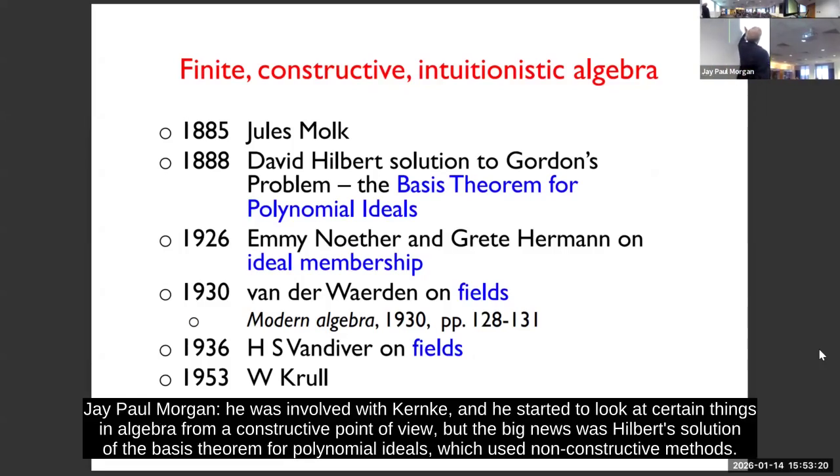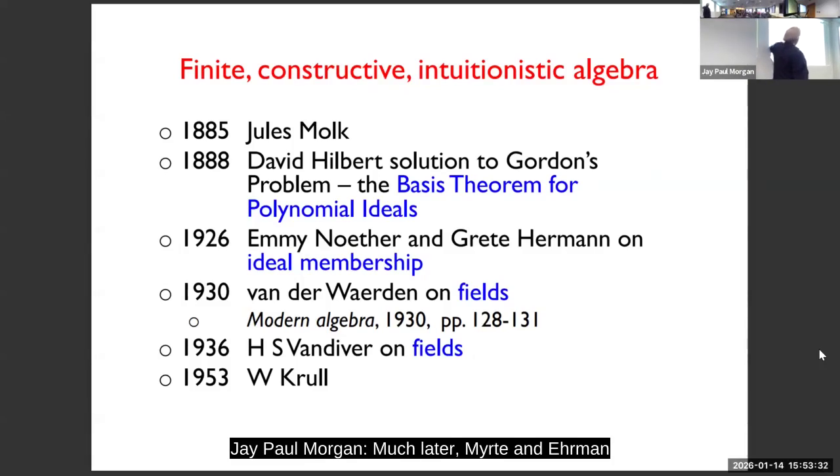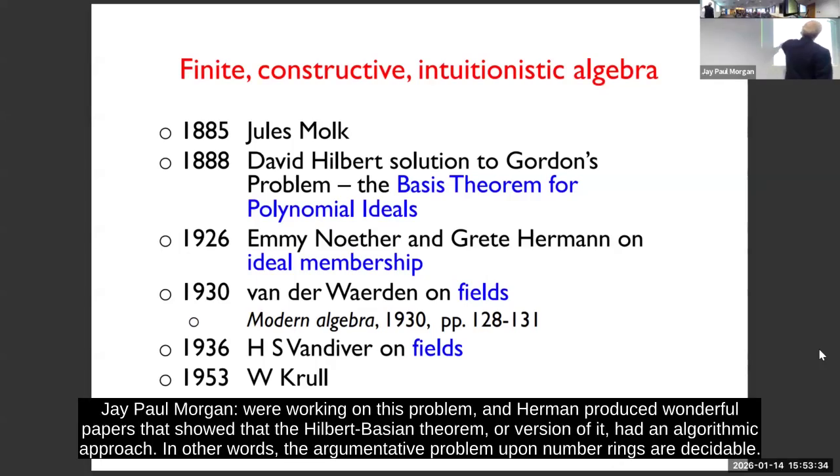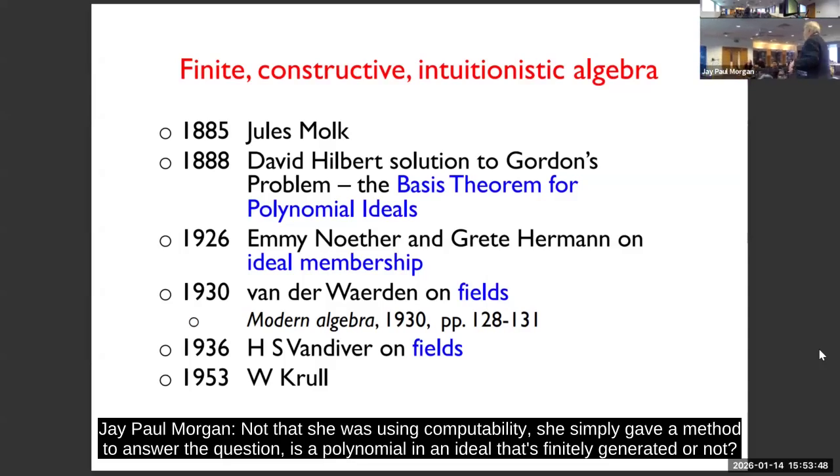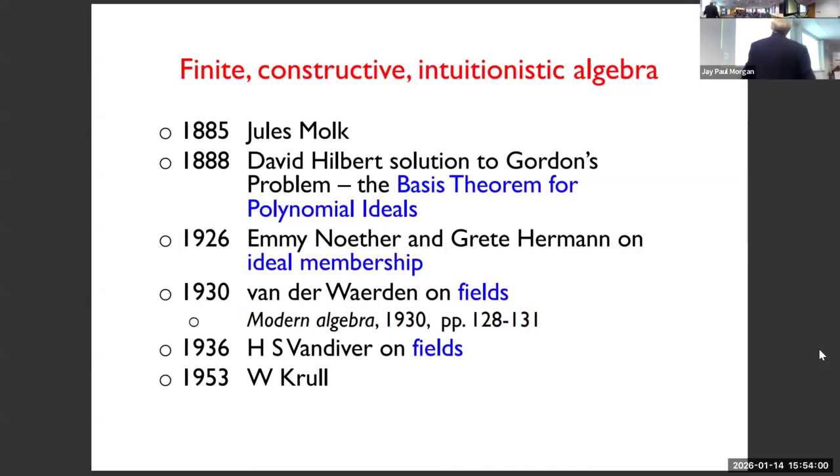Jules Molk was involved with Koenig, and he started to look at certain things in algebra from a constructive point of view. But the big news was Hilbert's solution of the basis theorem for polynomial ideals, which used non-constructive methods. Much later, Noether and Hermann were working on this problem, and Hermann produced wonderful papers that showed that the Hilbert basis theorem, or versions of it, had an algorithmic approach. In other words, the ideal membership problem for polynomial rings is decidable. Not that she was using computability, she simply gave a method to answer the question: is a polynomial in an ideal that's finitely generated or not?